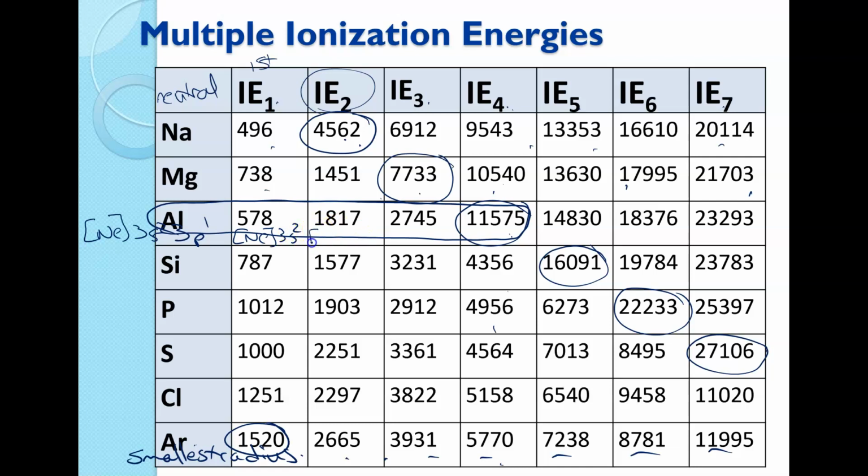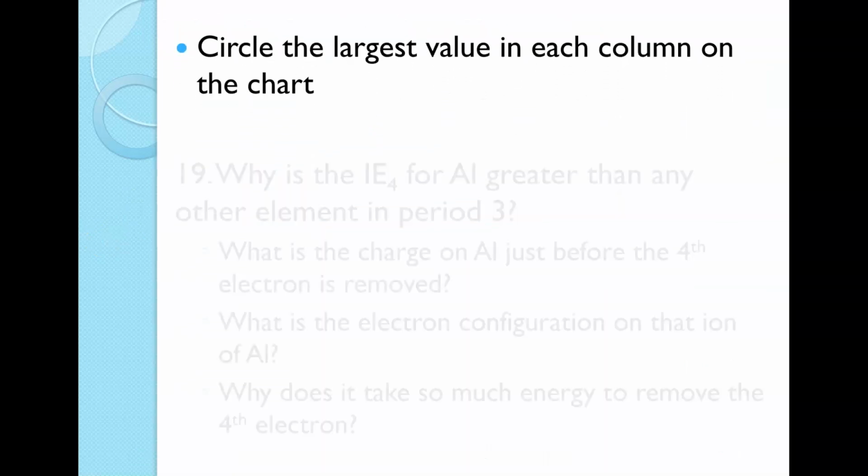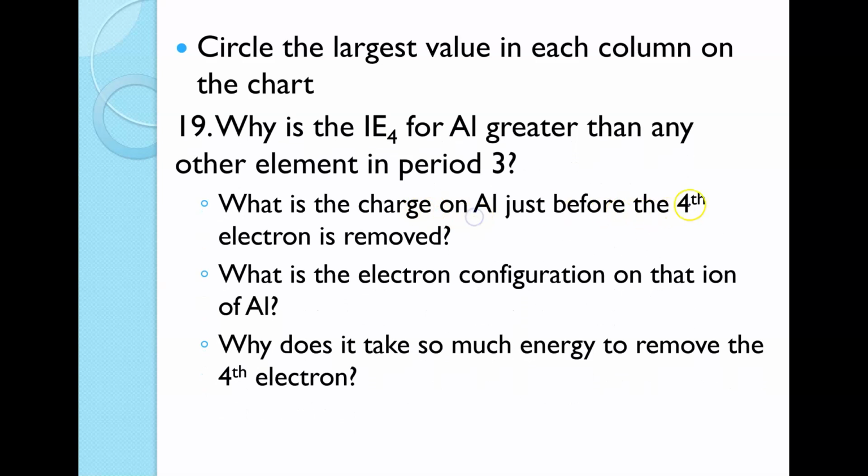After losing the second electron, it is neon 3s1. After losing this electron, it is now neon. And now I'm trying to pull an electron off of neon, because having lost the first three, it loses all its valence electrons. It's got a positive 3 charge, and you're pulling an electron out of a noble gas configuration. And that's what's true about all of those. So the charge on aluminum just before the fourth electron is removed is positive 3. At that ion, Al3+, it is neon.